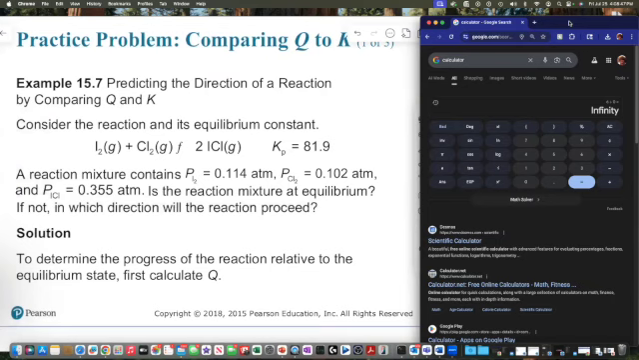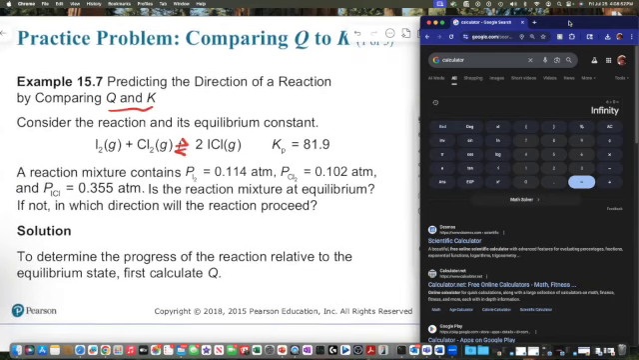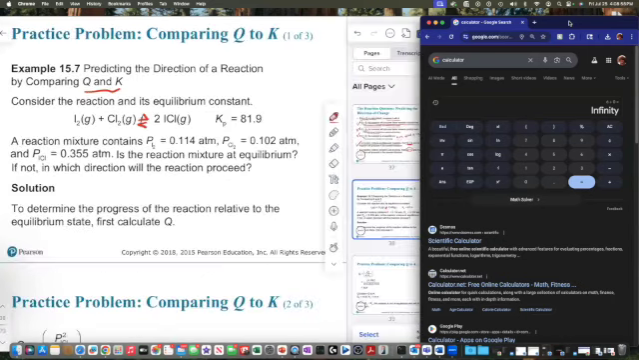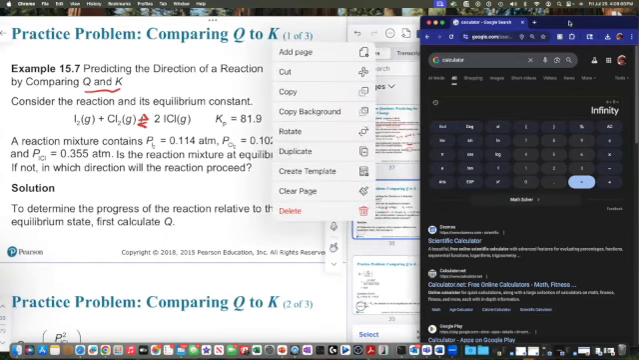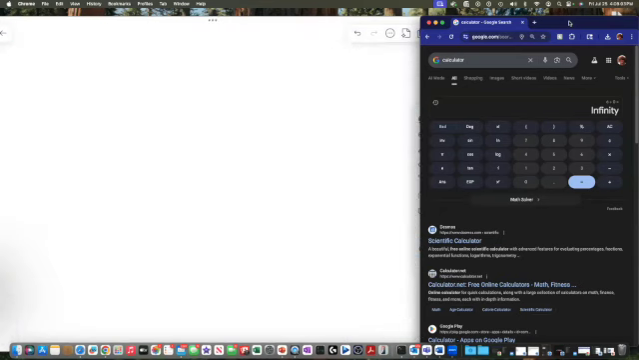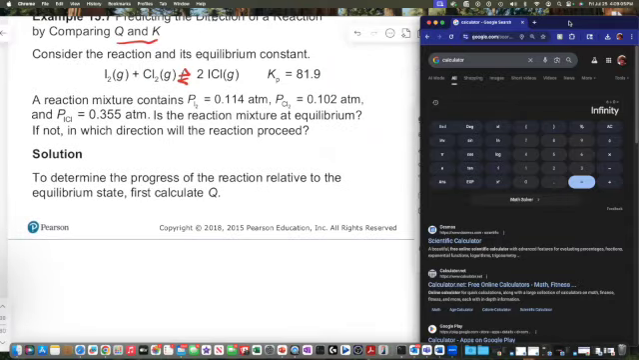Okay, we get a chance to practice comparing Q and K. In comparing Q and K, you see right here, where are we at? Let me add a page. We're going to solve for Q and then see how that plays out. Let me copy this right here. Oh, there it is.